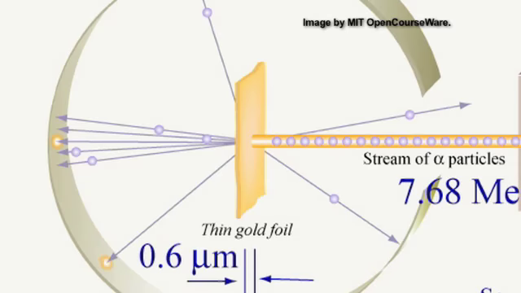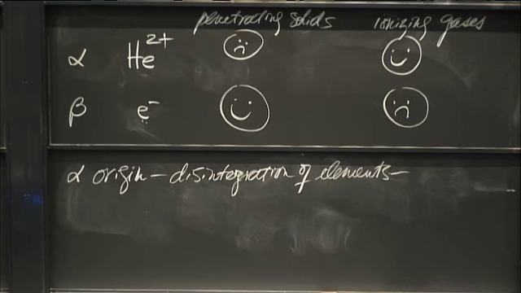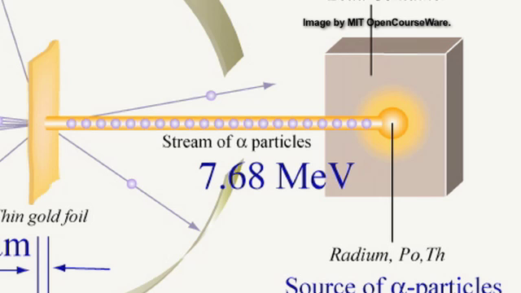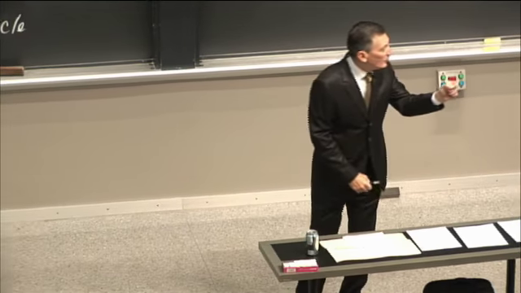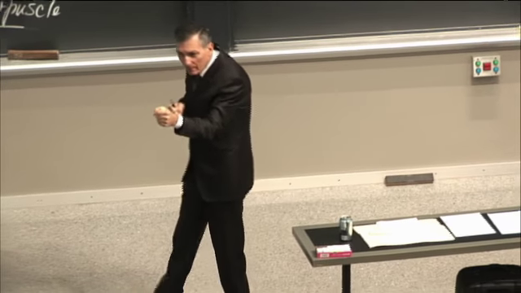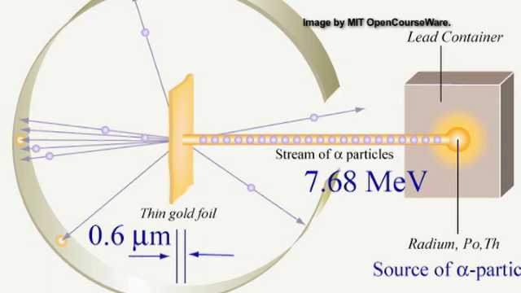They beat this thing down to 600 nanometers thick, 0.6 micron, and they used alpha particles here, with radium, polonium, thorium as the source and the lead container and so on. And this stream of alpha particles comes zooming out at energies of 7.68 million electron volts per particle. So this is like a cannon with a pumpkin in front of it, all right? And they're going to shoot these at the foil.